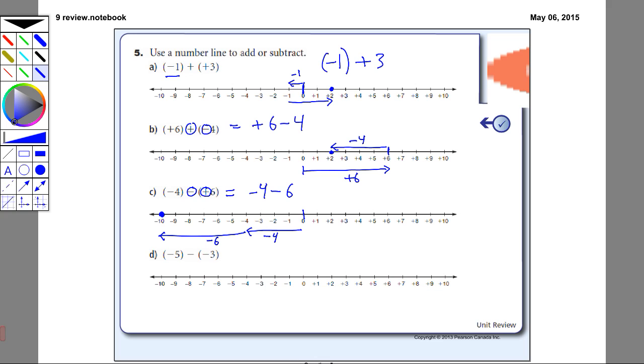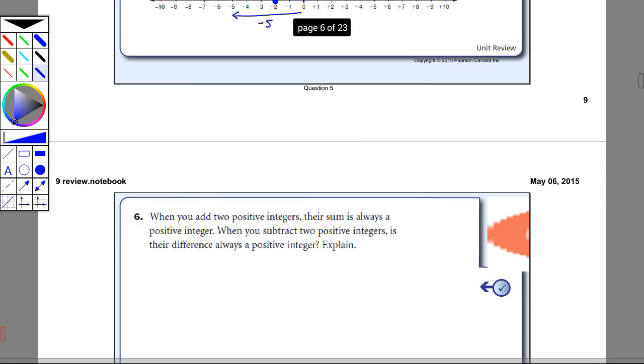Finally, D. Rewriting it as -5. First term stays the same. Then I see a minus, which turns into a +3. So from 0, I go -5. Then from -5, I'm going to go to the right 3. 1, 2, 3 to the right. And that's going to leave me at -2. And that's number 5.